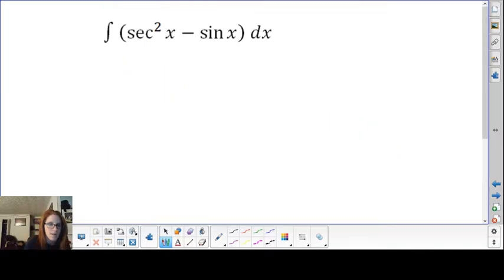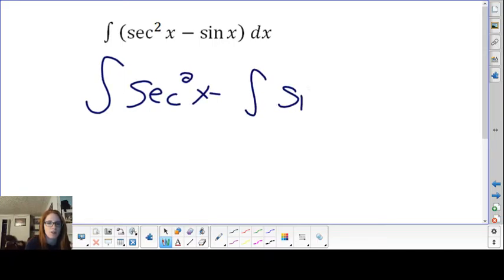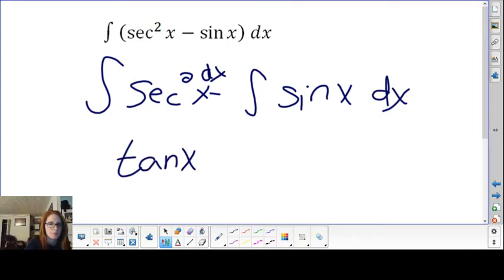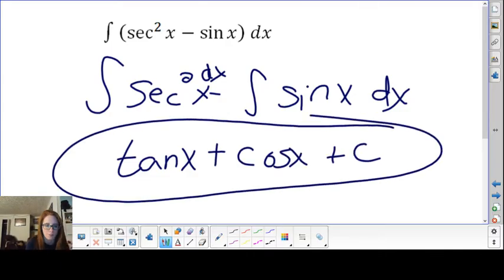Alright, again, I can split everything up because it's based on subtraction and addition signs, so anything with one of those I can split up. I missed my dx there. Integration of secant is tangent. Integration of sine is not cosine, so this turns into a plus. I get rid of c.